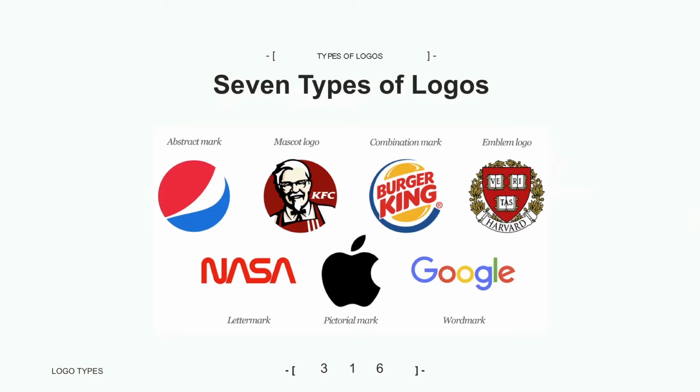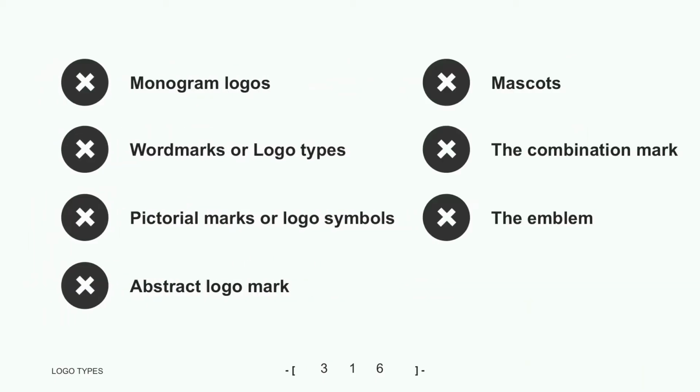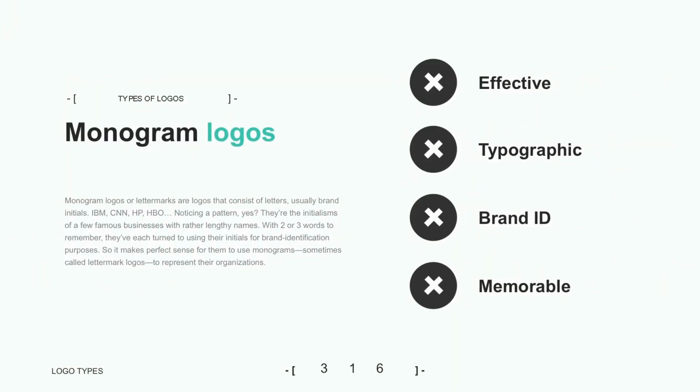We're going to look at 7 types of logos: monogram, abstract mark, mascot logo, combination mark, emblem, letter mark, pictorial mark, and word mark. We'll look at each one of these and talk about the cons and pros for each, and hopefully this will clear up your mind in making a decision. So let's get started with the monogram logos.